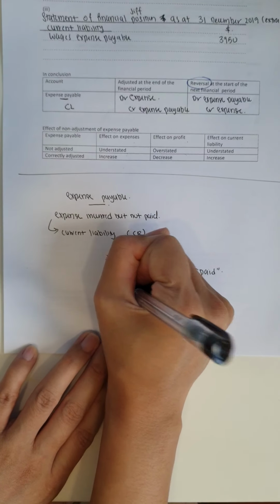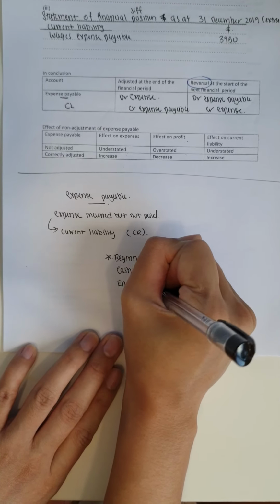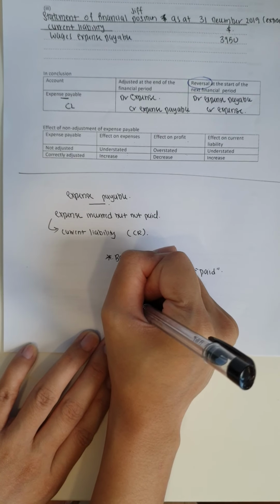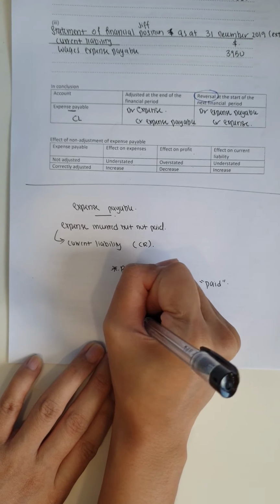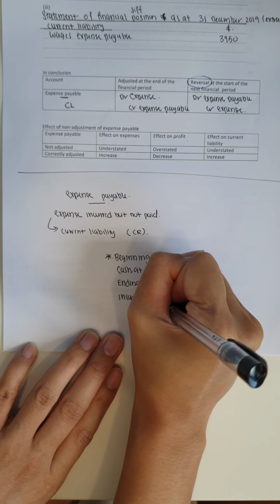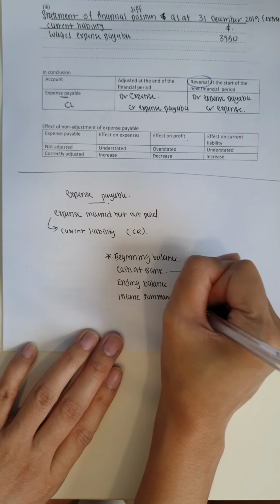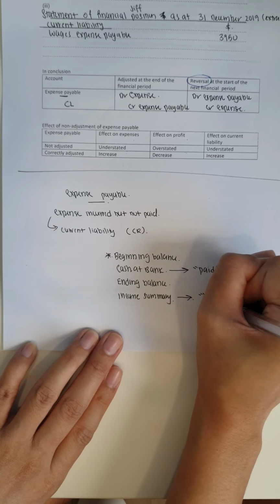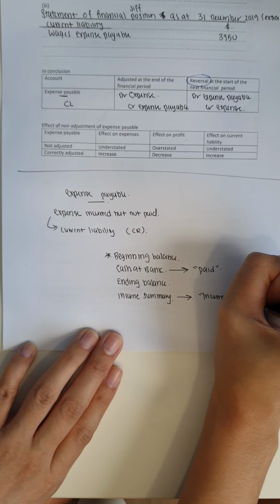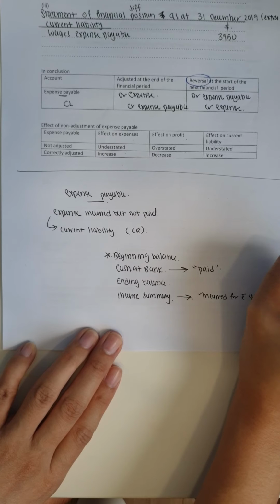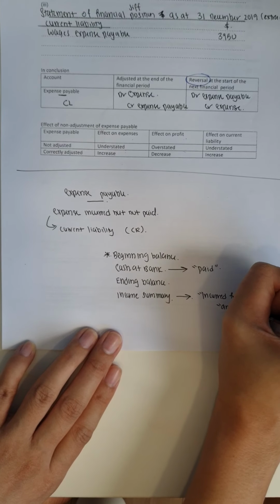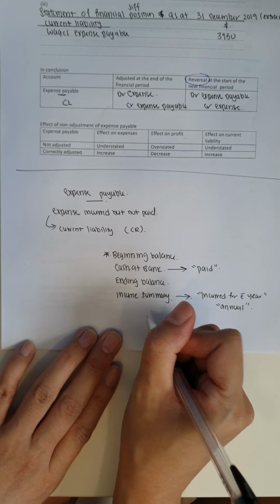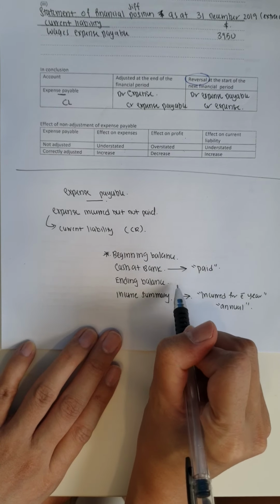I will have my ending balance, and I will have my income summary. How do I know something is an income summary? If they say it's incurred for that year, or I see the word annual, then it will be income summary. Now, the ending balance I just put accordingly.